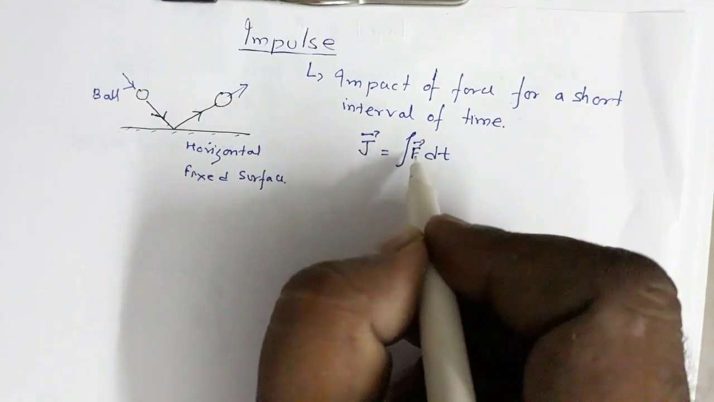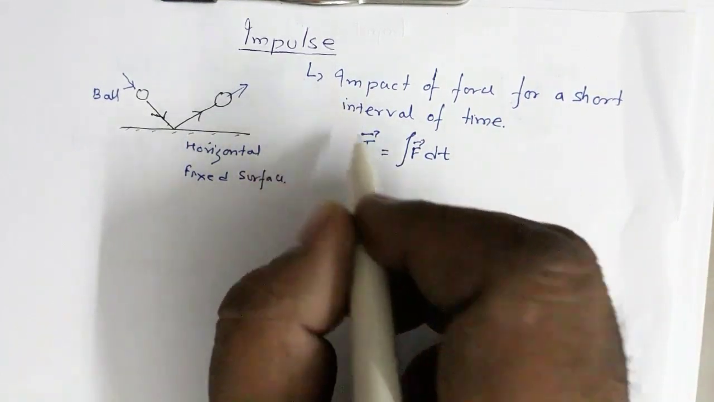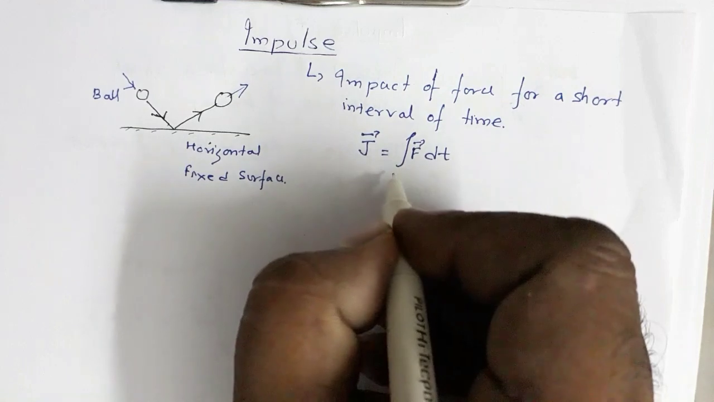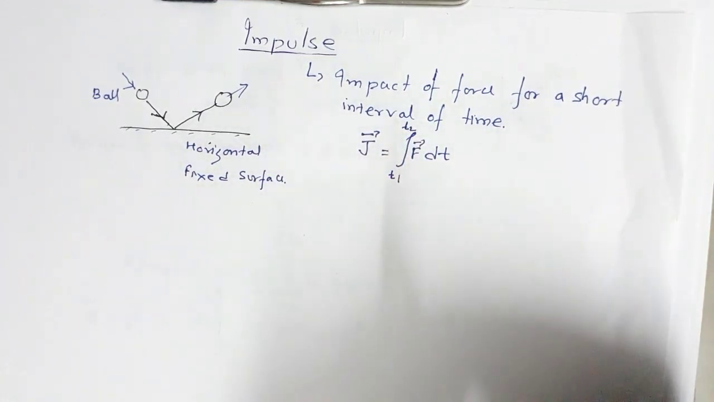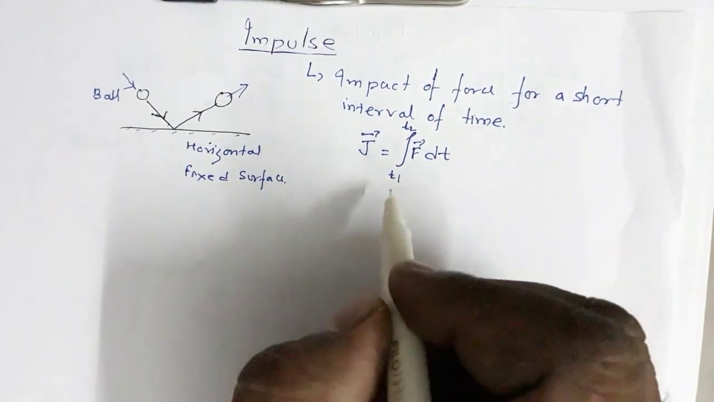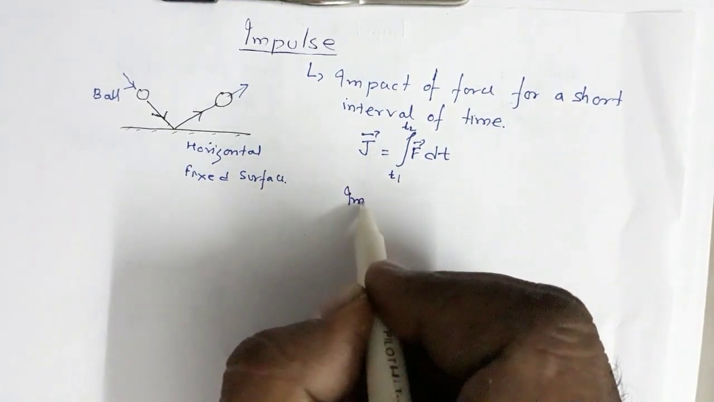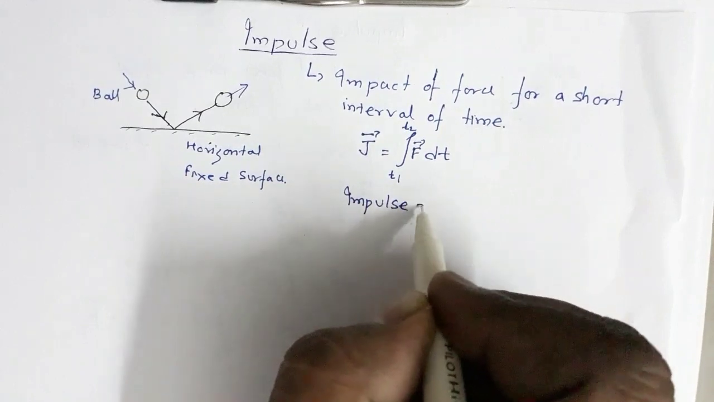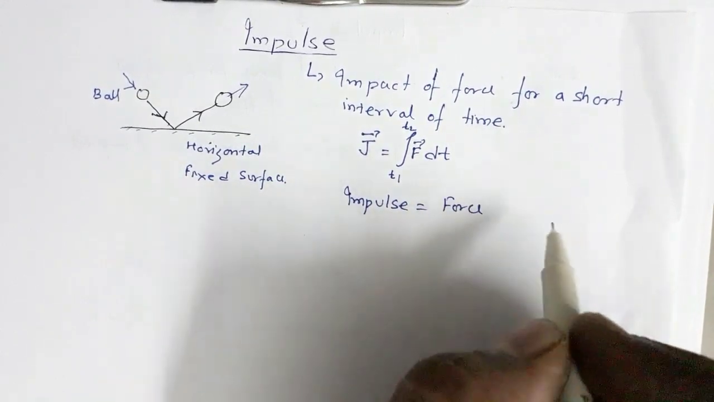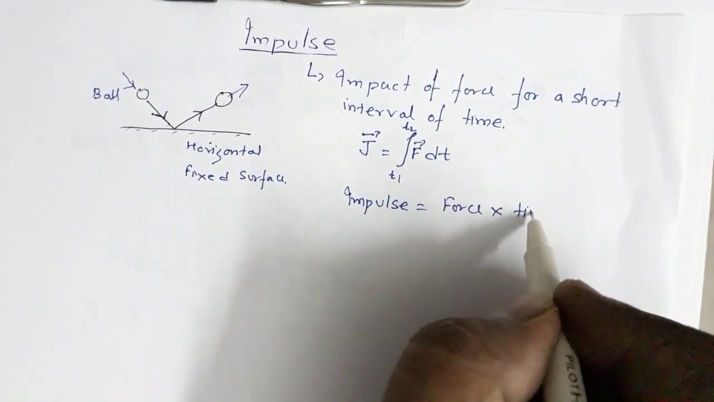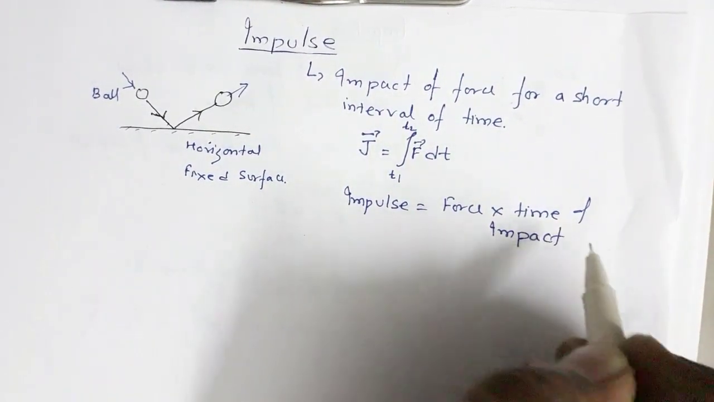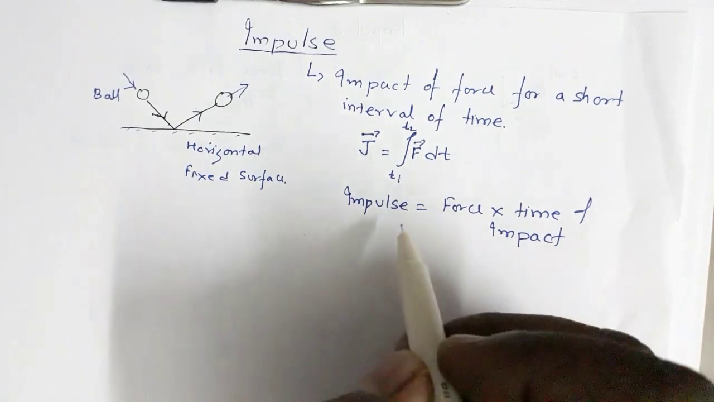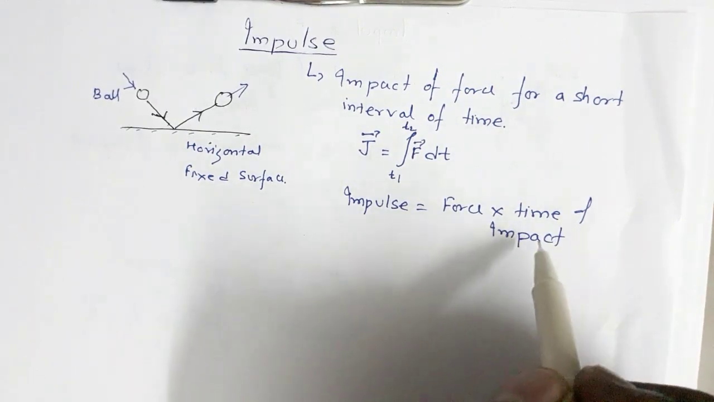This is the way of writing the expression for impulse in integral form when the time changes from t1 to t2. Or in normal form I can write it as impulse is equal to force into time of impact. Impulse is the product of force and time of impact.